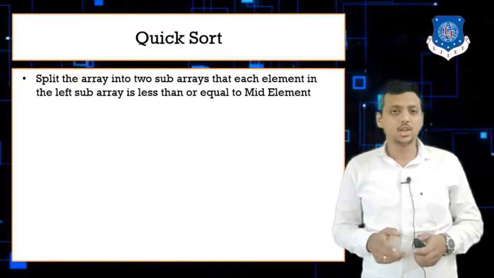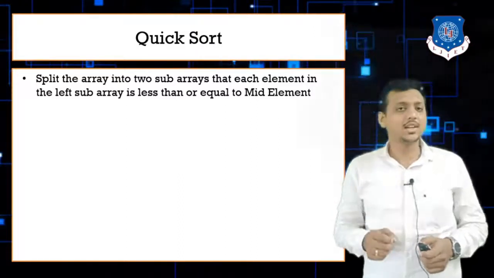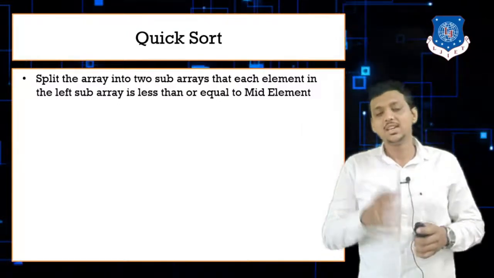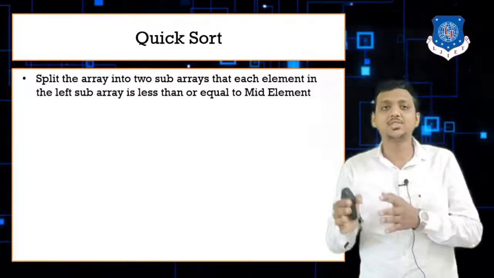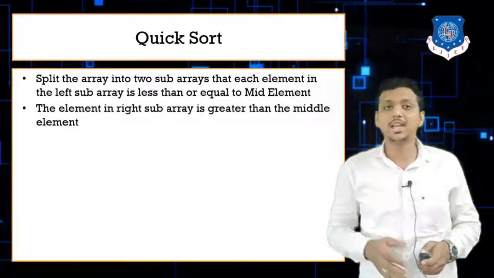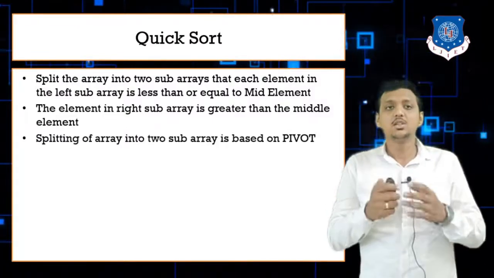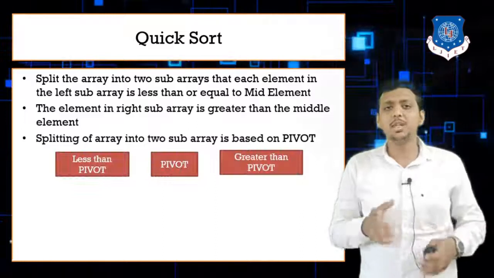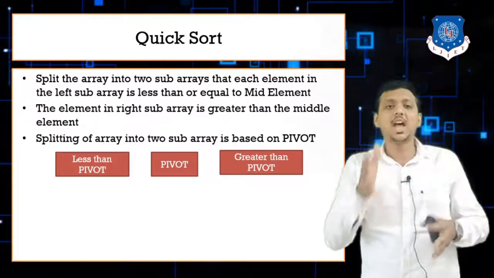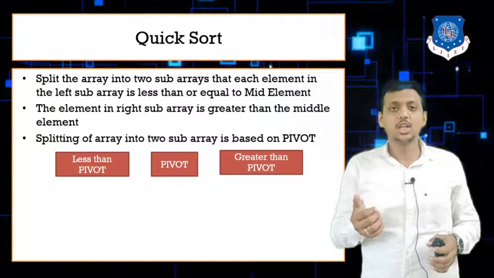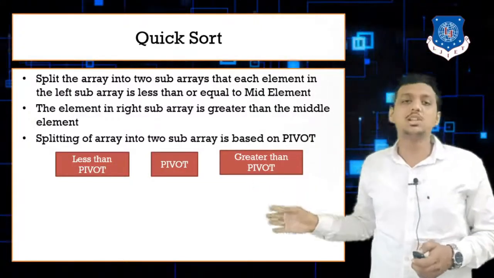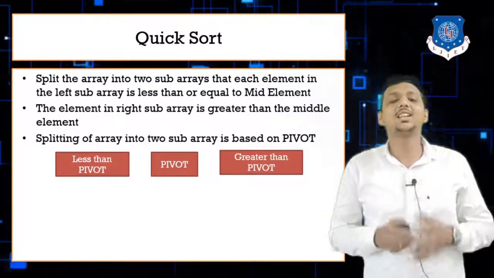So, in quick sort, what to do? Listen very carefully, students. Here in quick sort, we are just going to split our array into two sub arrays, where each and every element in the left sub array is less than or equal to the middle element, and the elements in the right sub array are greater than the middle element. Splitting the array into two sub-arrays is based on the pivot. So what is the pivot? We are splitting up the array after getting the pivot from the list. The values on the left side of the pivot are smaller than the pivot, and the values on the right side of the pivot are greater than the pivot.